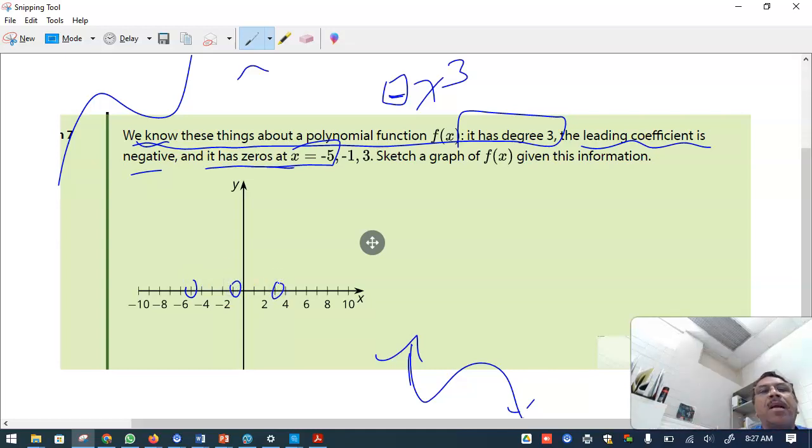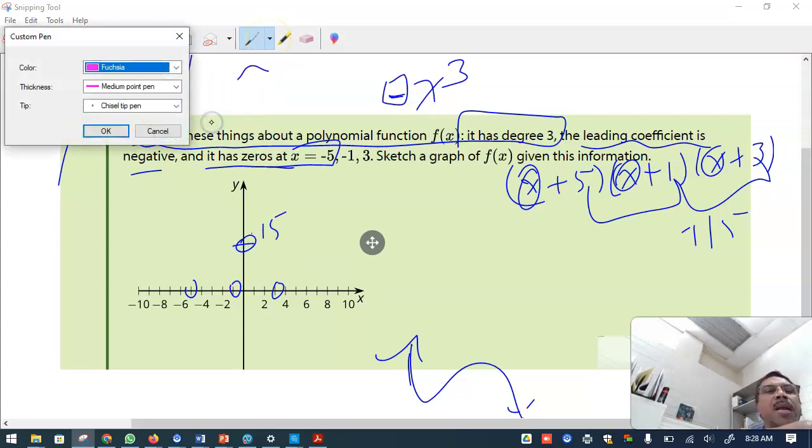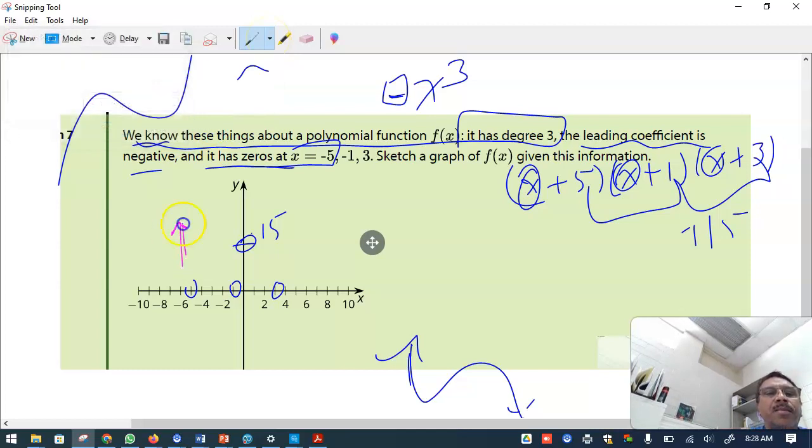So if those are the zeros, that means the factors are x plus 5, and then x plus 1, and x plus 3. So you want to know what is the y-intercept also. So if I put a 0 here and you multiply all these 3, you get plus 15. So it has to go through plus 15. Maybe here I'll put a 15, and the sketch will look like this. So start from up, go through this, take a turn, and then go like this, see, and then take a turn, and that's how the sketch will look.